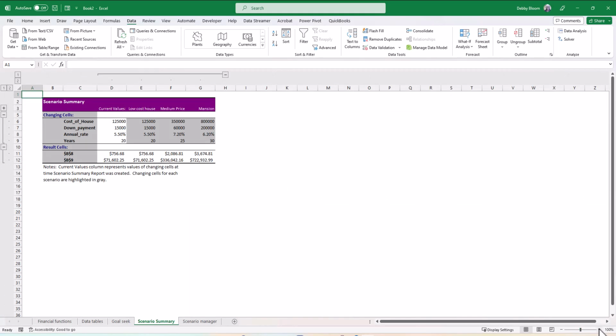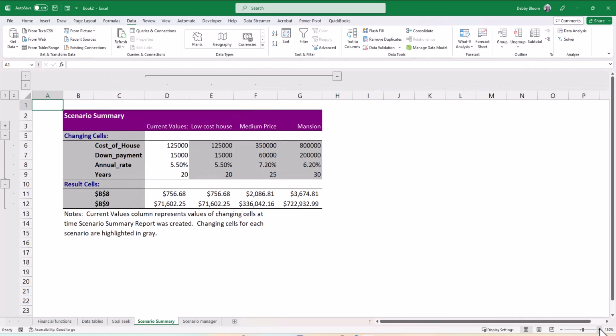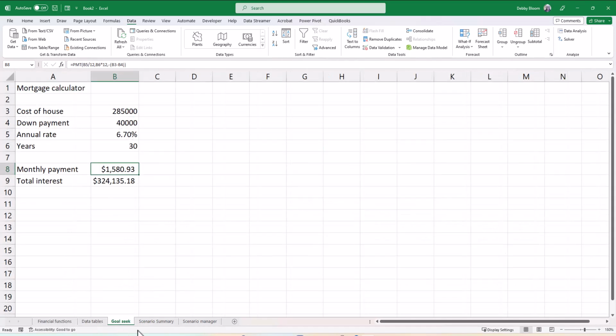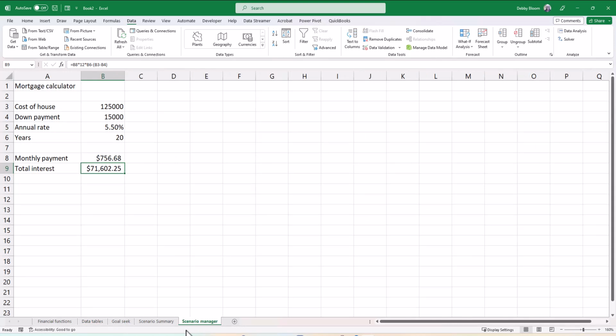So there is what my scenario summary looks like. I have all of my changing cells. I have my 3 different scenarios, and it shows the results of all of my 3 different scenarios. So again, much easier to prepare than having to do relative and absolute cell references or cutting and pasting or things like that. So there we go for our chapter: Financial Functions, Data Tables, Goal Seek, and Scenario Manager.